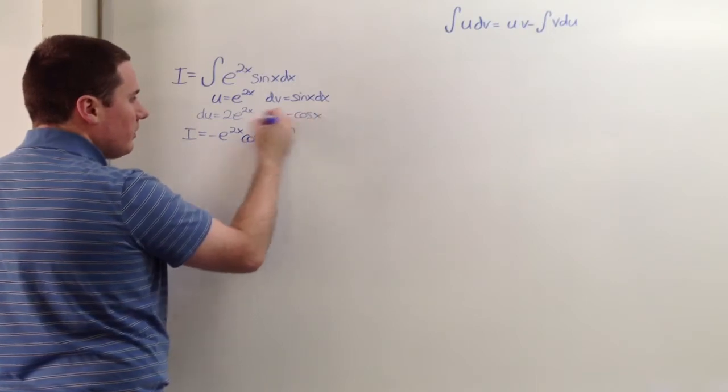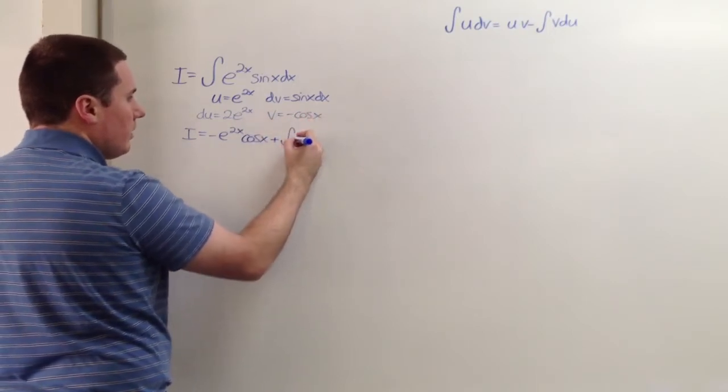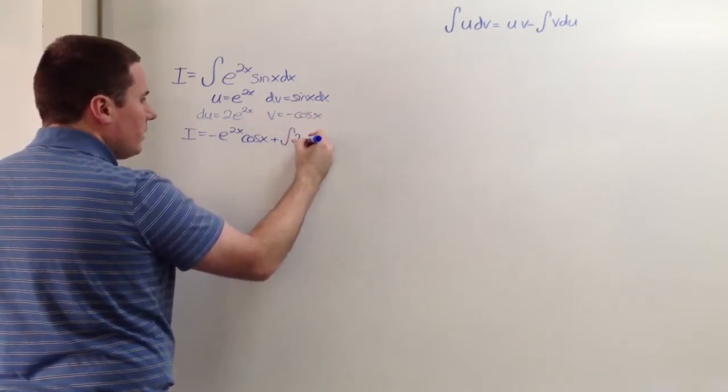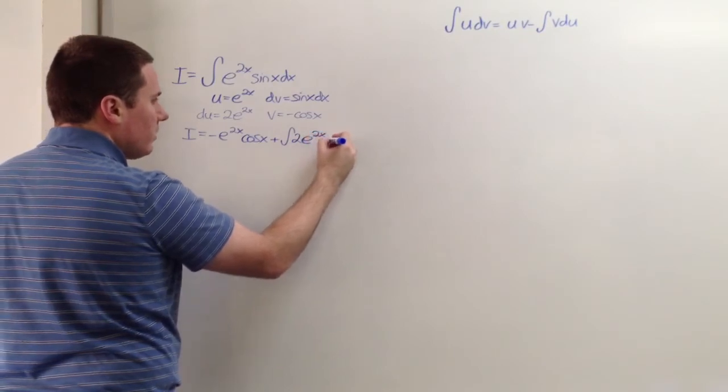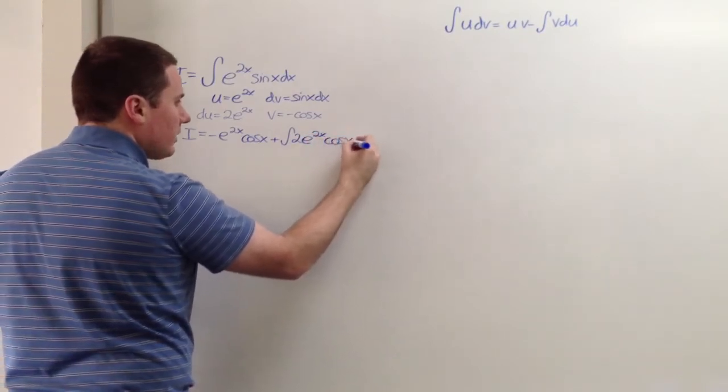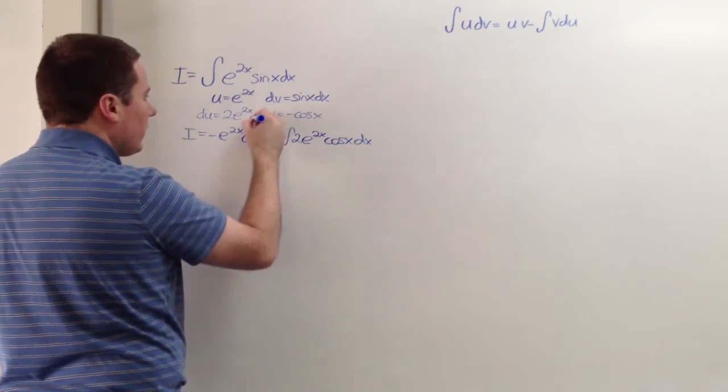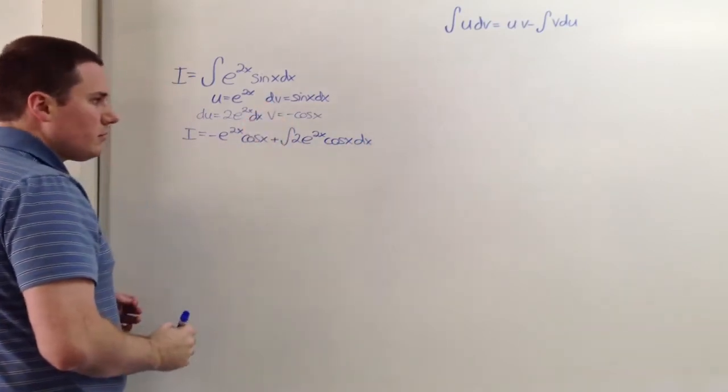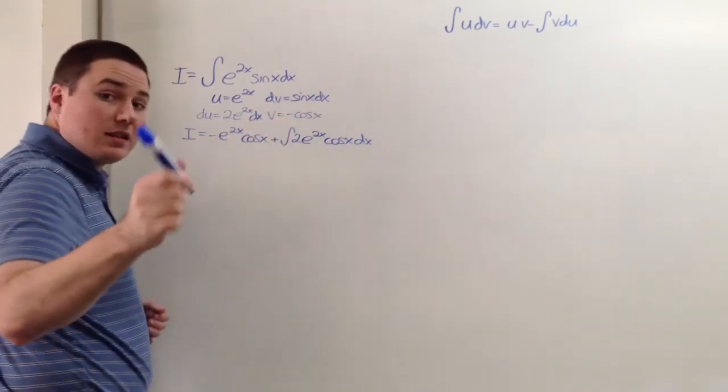plus, because of the negative sign, 2e to the 2x cosine x dx. Sorry, I forgot a dx up here. We're missing little things. James, you're falling asleep on the job.